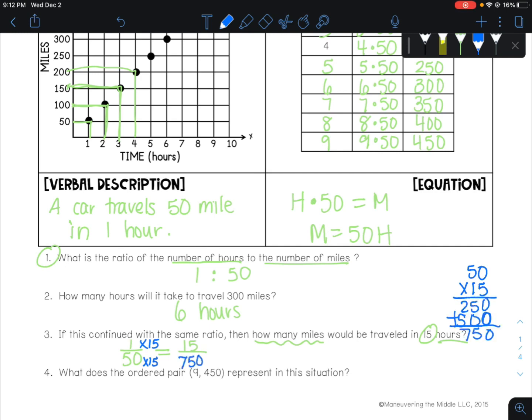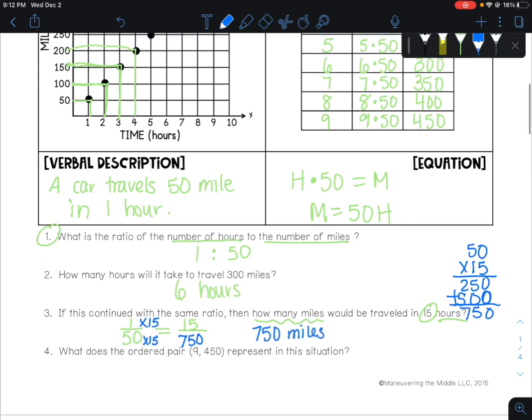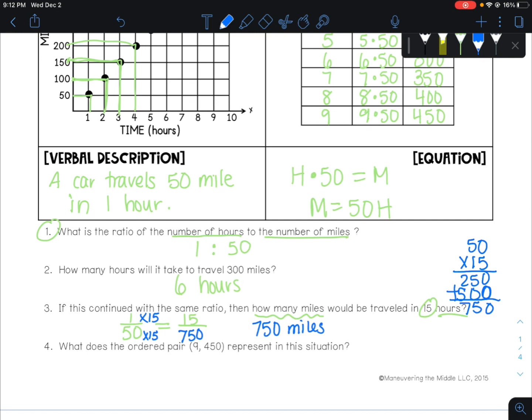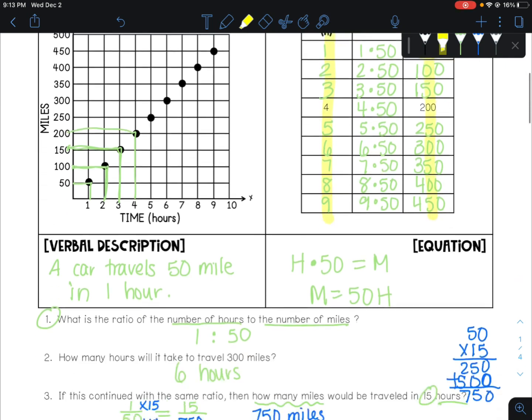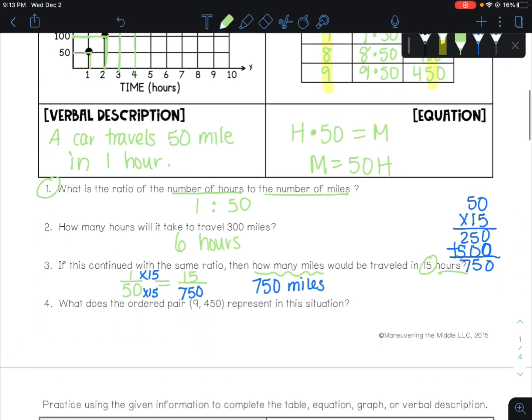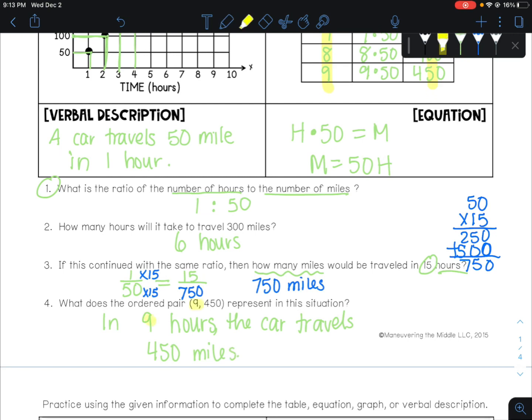750. Okay, so 750 miles because we were finding the number on the bottom. Last one. What does the ordered pair 9, 450 represent in this situation? Well, let's get the labels. The 9 is hours and the 450 is miles. So that means in 9 hours, the car travels 450 miles. So all I did was take the number and then add on its unit from the table.